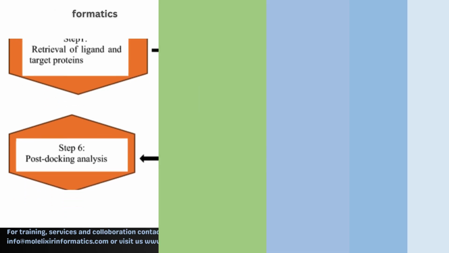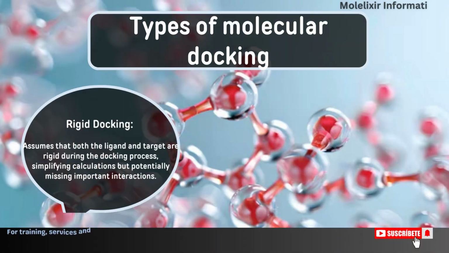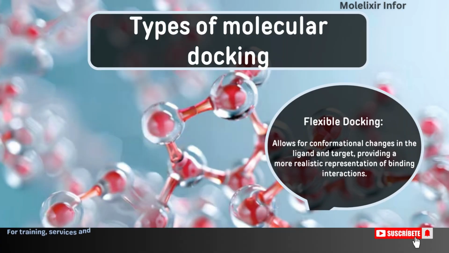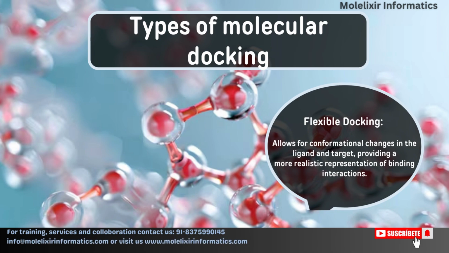Now, let's learn about the types of molecular docking. First, rigid docking assumes that both the ligand and the target are rigid during the docking process, simplifying calculations but potentially missing important interactions. Then, flexible docking allows for conformational changes in the ligand and the target, providing a more realistic representation of binding interactions.